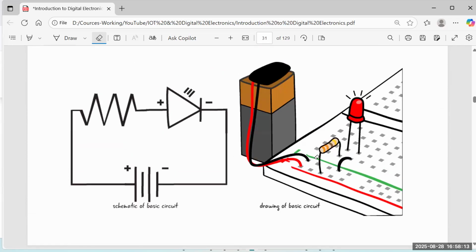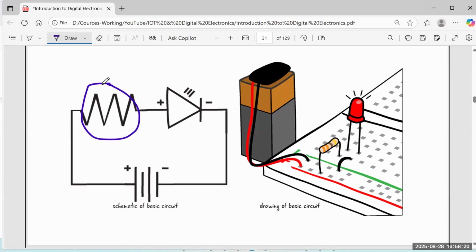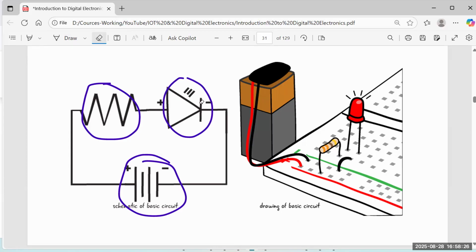Okay, so this is our physical circuit. This is the schematic circuit, and this is the resistor. This is the battery, and this is our LED. And remember, in the LED symbol, this shorter side is negative, this is positive. But physically, the longer side is positive. Physically also, the longer side is positive. Okay, positive. So don't change this, or you will not get the lighting.